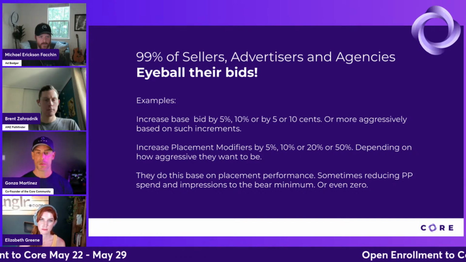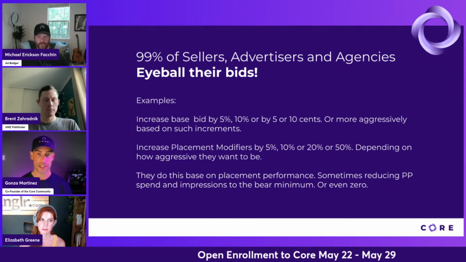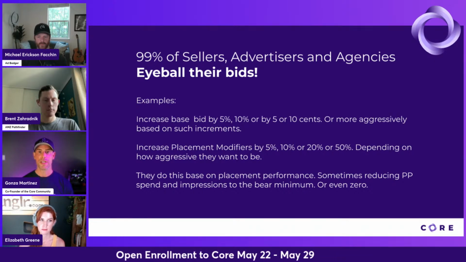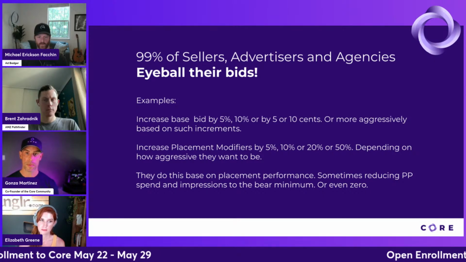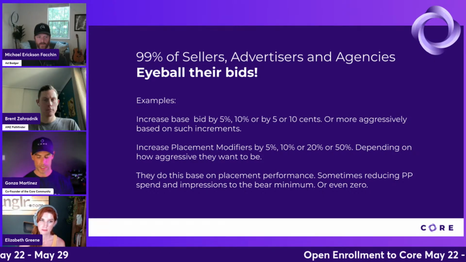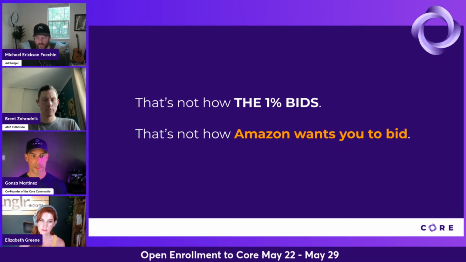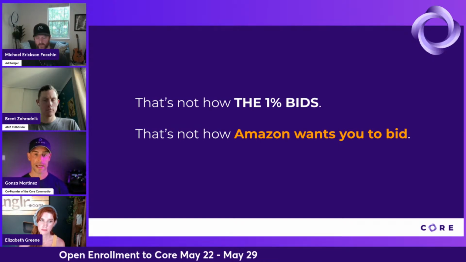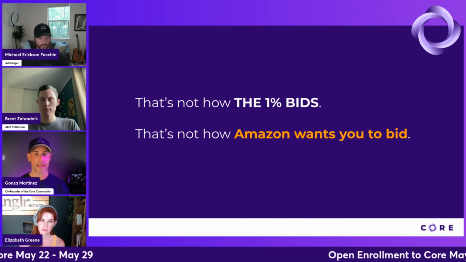It's fine. It's working for most people. It is eyeballing your changes. And most importantly, you never can be sure about what the results will be, especially on that magic word ACOS, right? So that's not how the 1% bids. That is not how we recommend here at Core to bid.